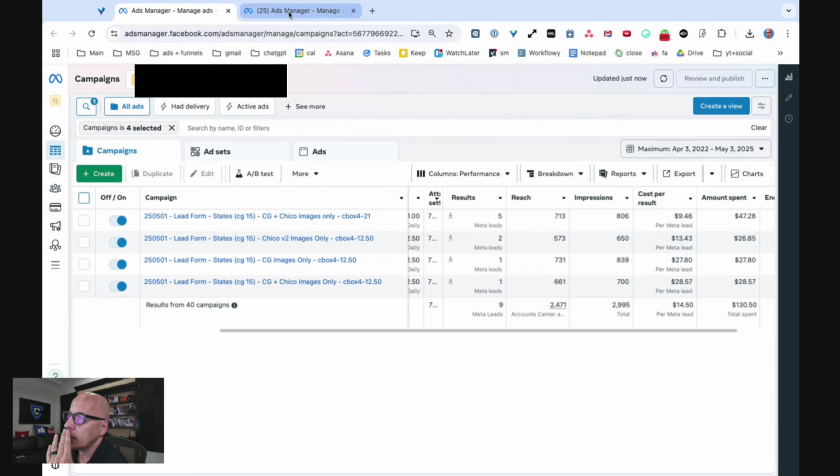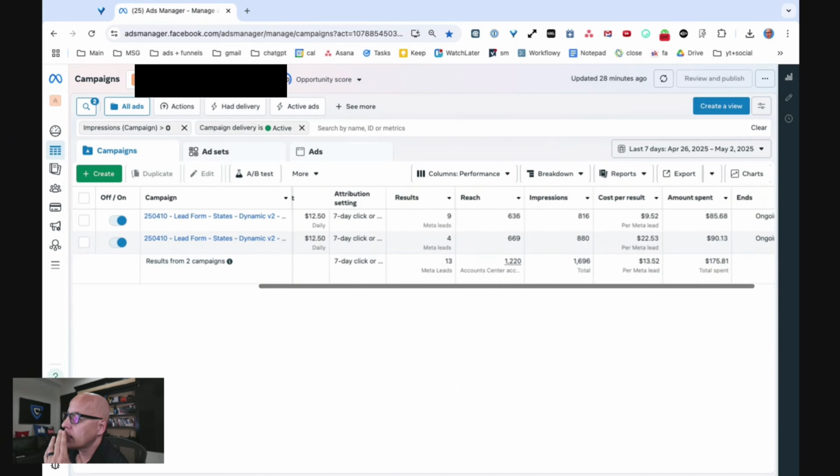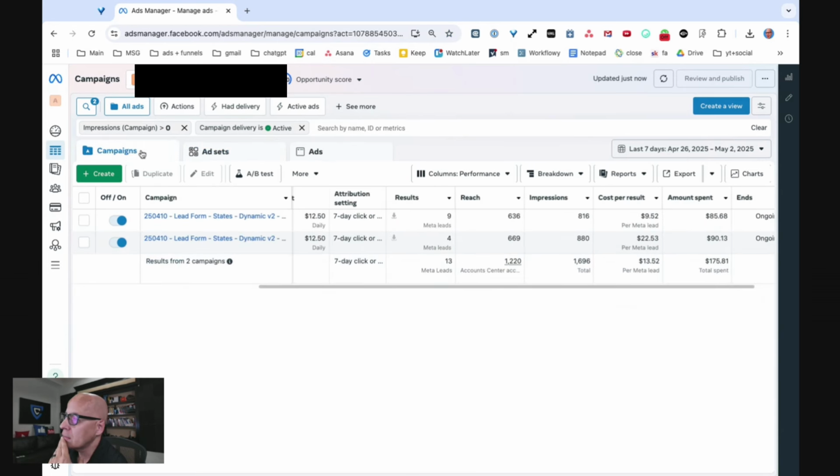All right. Now, let's look at the last one. This last one here is states. States campaign, 13 leads at $13.52. We're targeting the top 12 states: Florida, North Carolina, Tennessee, Indiana, Texas, California, just off the top of my head. So they're viable states for doing wholesaling. So we're getting $13.52 per lead. So I'm not going to make any changes here, and that's it.